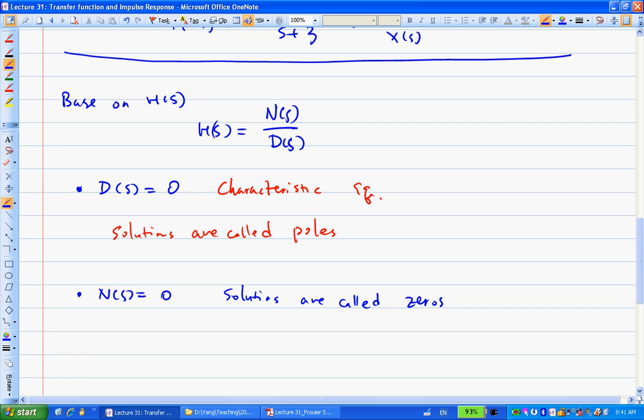And the other thing is, we often talk about the order of the system. When you have a differential equation, how do we identify the order of the system? That's right, the highest order of the derivative, right? That's a midterm question. So in this particular case, if I have a transfer function, how do I determine the order of the system? I basically look at the order of the denominator here. So the order of this D(s) is the order of the system.